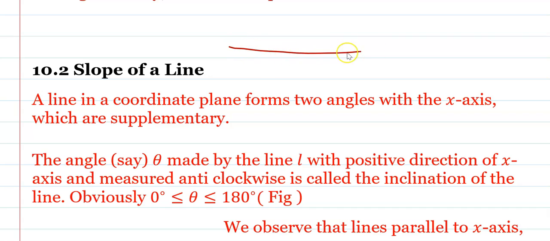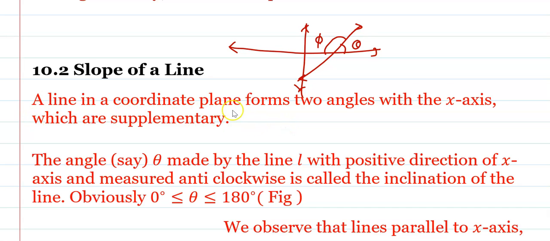Suppose I have the coordinate geometry like this and this is the line. These are the axes. The line makes an inclination with the positive direction of the x-axis. A line in the coordinate plane forms two angles with the x-axis. This is the first angle, it is an acute angle, and the second angle is on this side. Suppose it is, I will write here, phi.